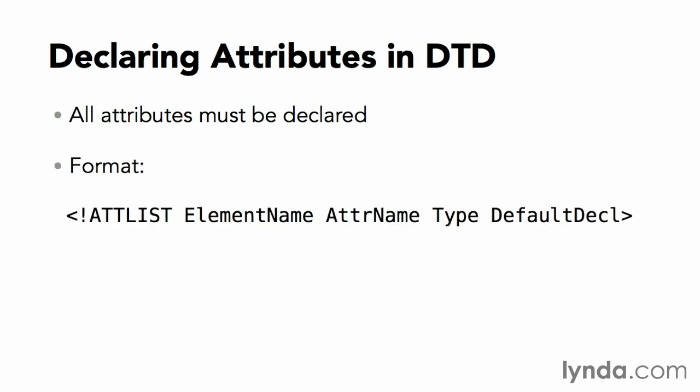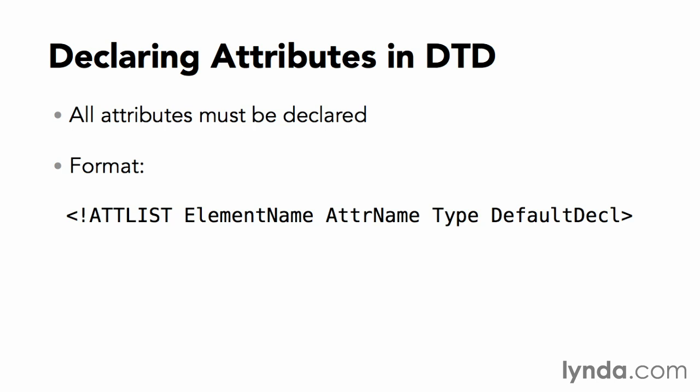It has an opening angle bracket with an exclamation point and the capital word ATTLIST, followed by the element name, the attribute name, and a default declaration, followed by a closing angle bracket. So the element name is the name of the element that you're defining the attribute to be used on. The attr name is the name of the attribute. The type is the attribute's type, and I'll get to those in a moment.